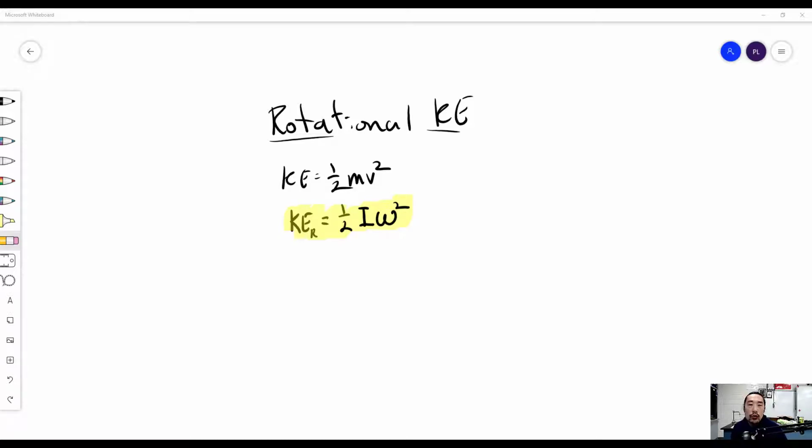In this video, we're going to go over rotational kinetic energy. Let's begin. So up on your screen, you should see two formulas. The first formula is just translational kinetic energy. This is just the kinetic energy of an object that is moving, which is 1/2 mass times the velocity squared.